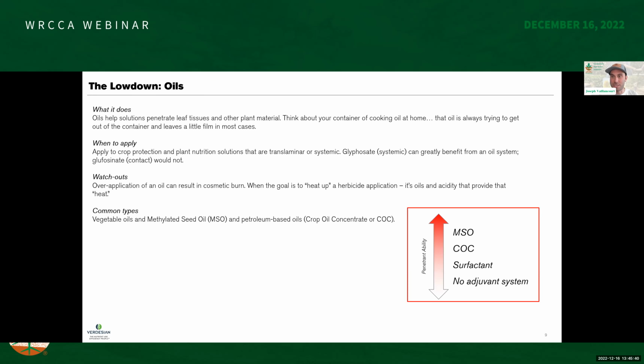Those glyphosate applications, systemic, you're only going to get what's absorbed by the plant. This is a perfect tank mix partner for something like that. Your burn down materials, you want a high oil content in that adjuvant system. Okay, surfactants will provide some penetration ability as well, but certainly not to the tune of oils. You'll often see these two mixed together, providing both that spreading and that penetrant quality.